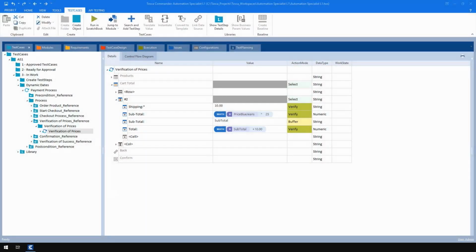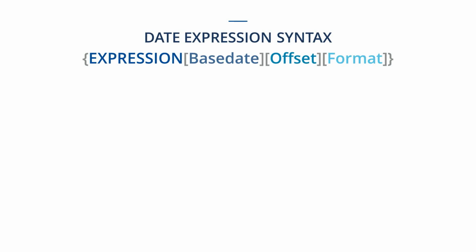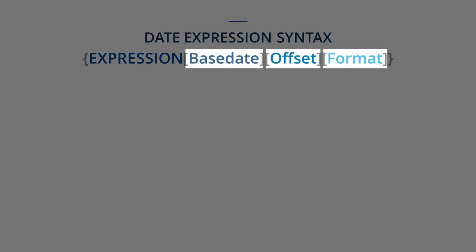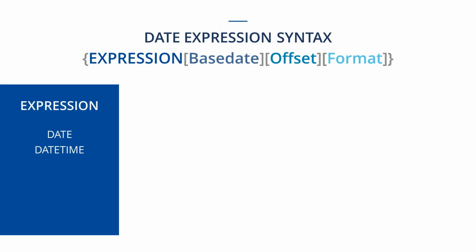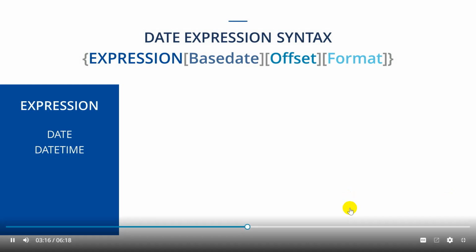Let's now see how to generate dynamic dates. The syntax for this is shown on the screen, consisting of an expression and 3 parameters. In this syntax, each parameter is case sensitive, so make sure you've got your capitalization in place. Let's now look at the syntax closer. The expression is used to indicate the date value you want to get. It is based on your current system settings. Expression values are, for example, date and date time.